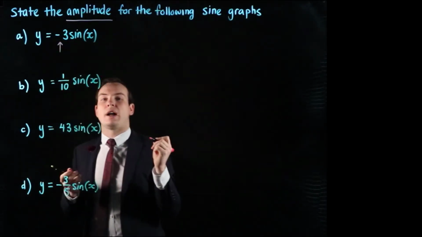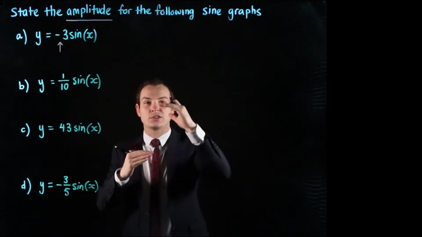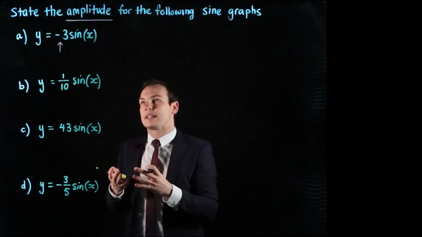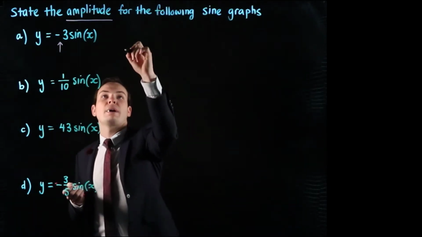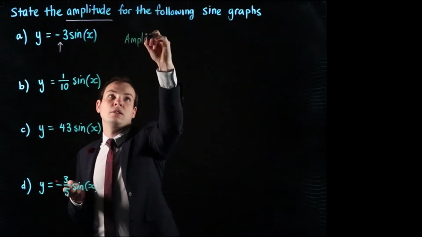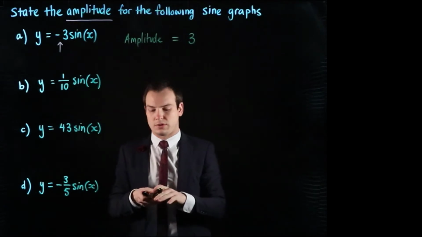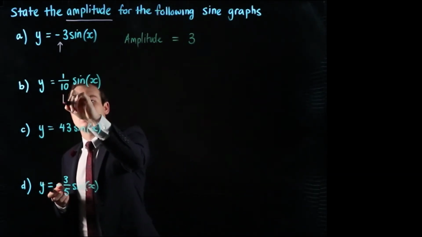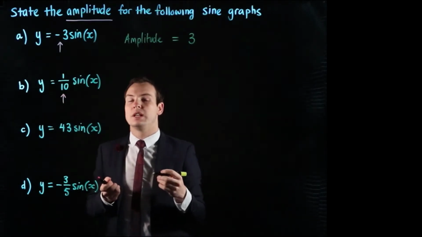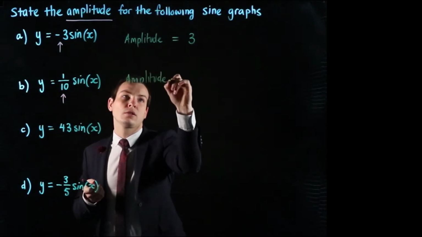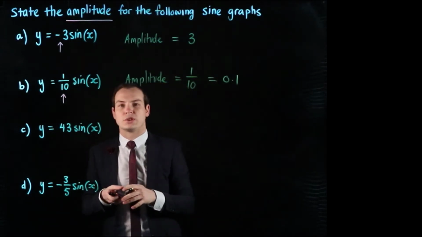multiplies the sine function. Now the little trick here is the amplitude is a distance essentially. So if we have a negative value, as is the case with this -3, we would say that the amplitude is simply +3. So for part A, our amplitude is simply equal to 3. So it's not -3, it's +3. For part B, we once again look at whatever's multiplying the sine function, and it is 1/10. So our amplitude is 1/10. And we could also say that that's 0.1 as a decimal if we wanted to.